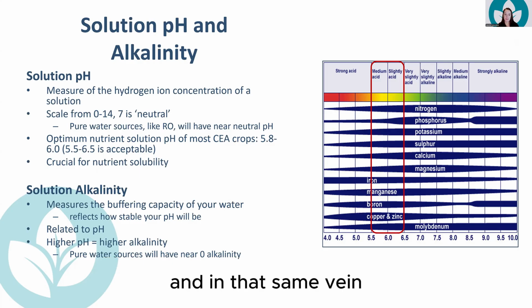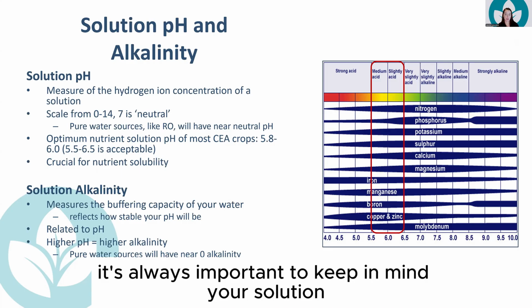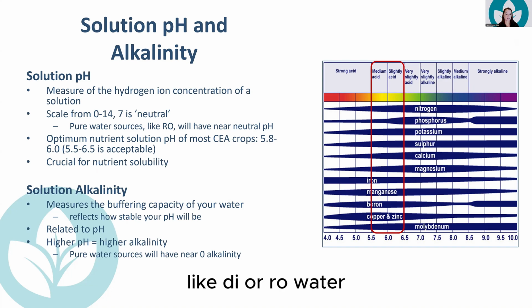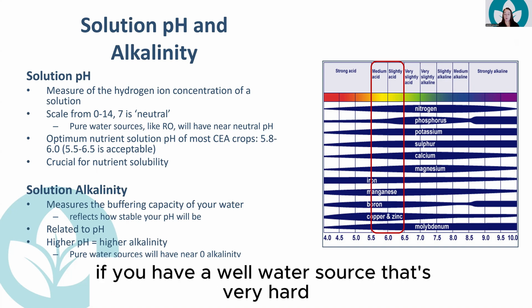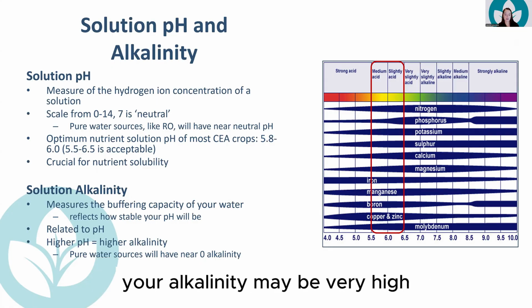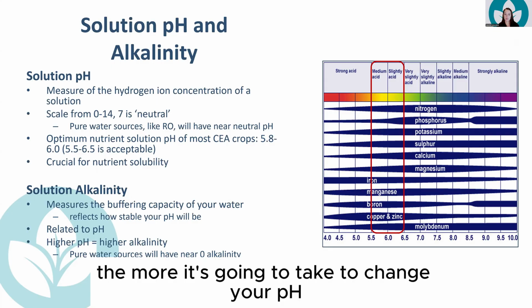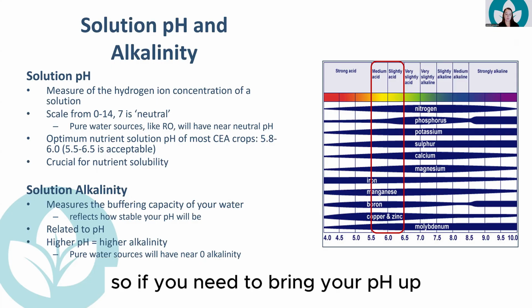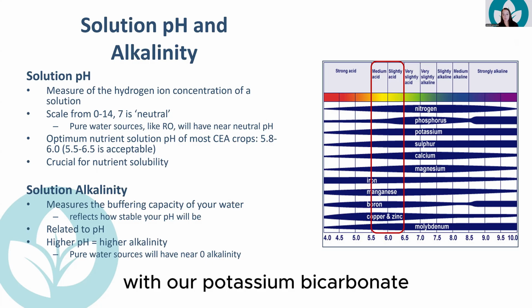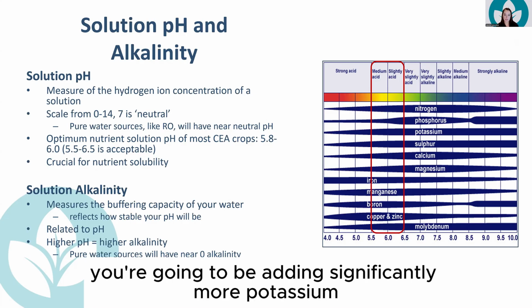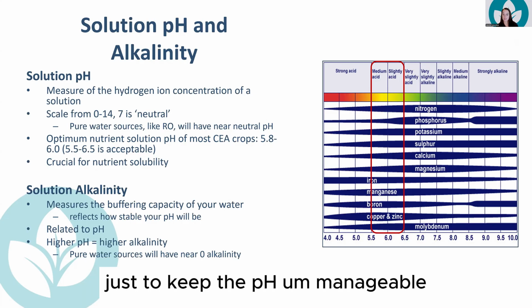And in that same vein, it's always important to keep in mind your solution alkalinity, especially if you're not starting with a pure water source, like I said, like DI or RO water. If you have a well water source that's very hard, your alkalinity may be very high. And the higher your alkalinity, the more it's going to take to change your pH. So if you need to bring your pH up with our potassium bicarbonate and already have a lot of alkalinity in your water, you're going to be adding significantly more potassium than you probably planned on just to keep the pH manageable.